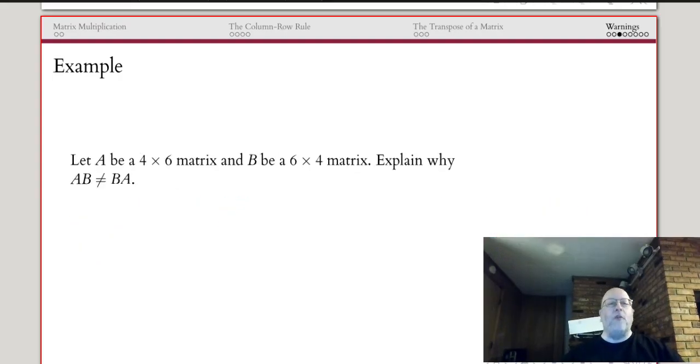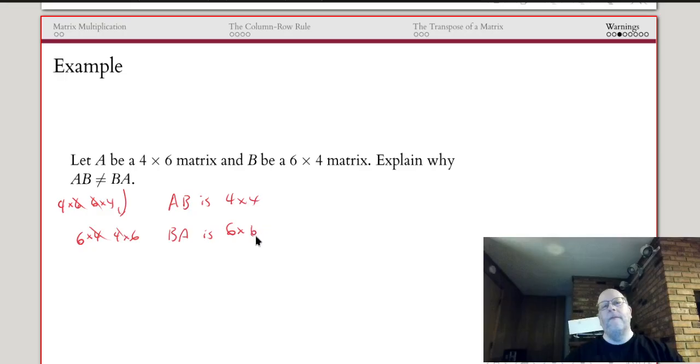There's even a more basic reason. If A is a 4 by 6 matrix and B is a 6 by 4 matrix, then for AB, the inside numbers cancel, and AB is 4 by 4. But for BA, the inside numbers cancel, and BA is 6 by 6. By the dimension rule, in this case A and B are not even the same size, so they definitely cannot be equal.